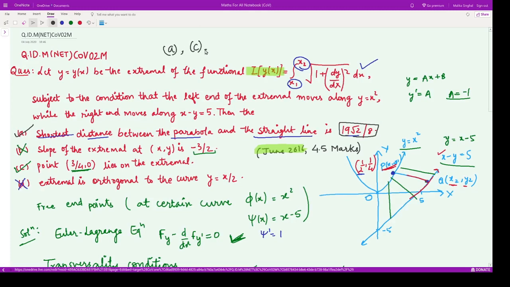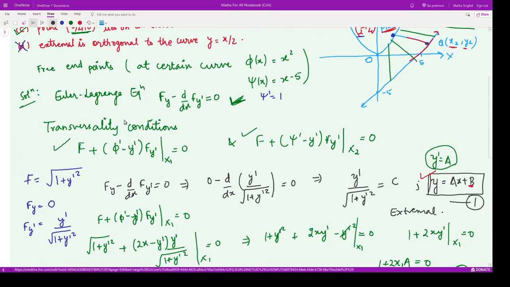I hope you understood this problem. This is a very important problem, and you just have to remember these two conditions: one, the Euler-Lagrange equation must be satisfied. Moreover, if the endpoints of this extremal lie on two curves, then these two transversality conditions must be satisfied.